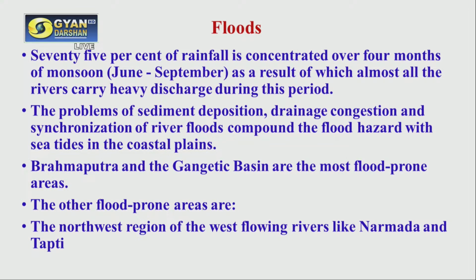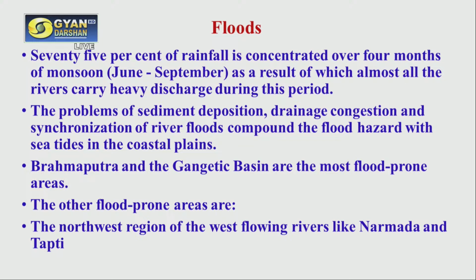Along with that, not only the excessive rainfall in that limited period, another problem is sediment deposition. Because our drains and these water bodies are full of sediments, they do not have the water carrying capacity. So even if there is a small rain, the water breaks its boundaries and flooding occurs, basically. The Brahmaputra and Gangetic basins are the most flood prone areas.